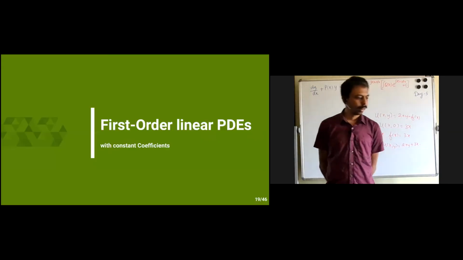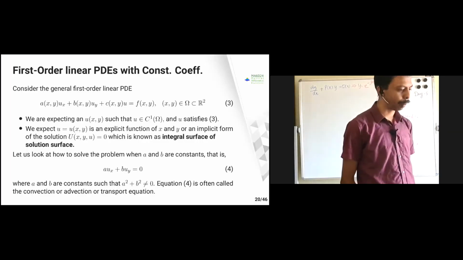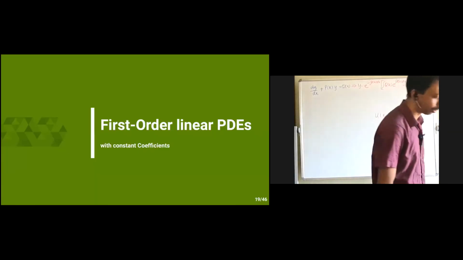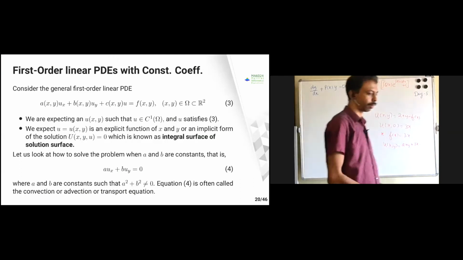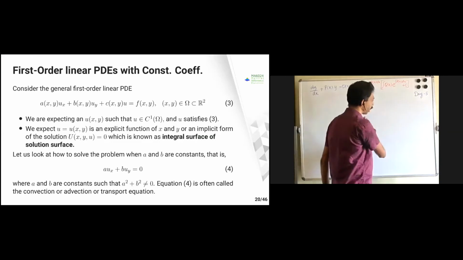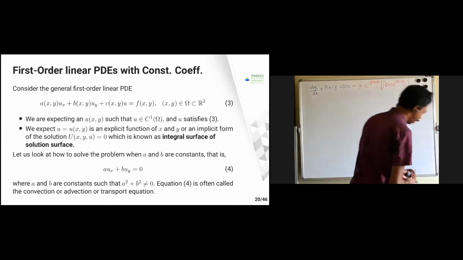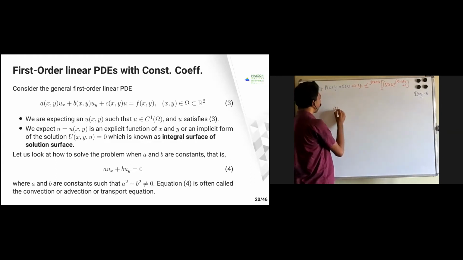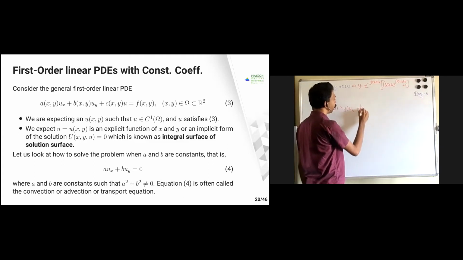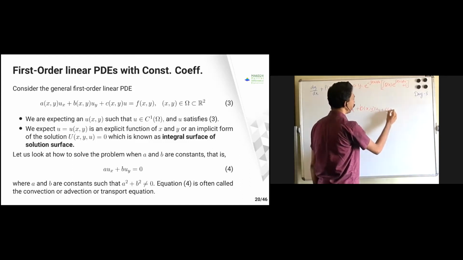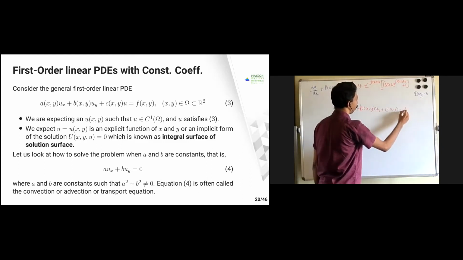Now let's come back to the first order general PDE, the general linear PDE with constant coefficients. We are going to take some constant coefficients. So the general first order linear PDE, we have already seen how it looks: a(x,y) u_x plus b(x,y) u_y plus c(x,y) equal to some f(x,y).